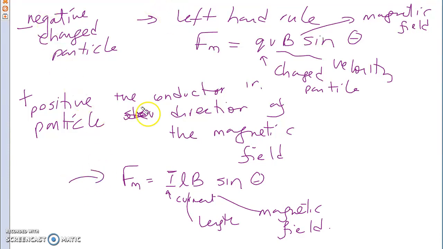Now this force is created when this charged particle or this conductor goes through an outside magnetic field, which is the third right hand rule. Does that make sense? So that force is only created when that conductor or that charged particle travels through an outside magnetic field. So actually it's the third right hand rule. Okay? All right.